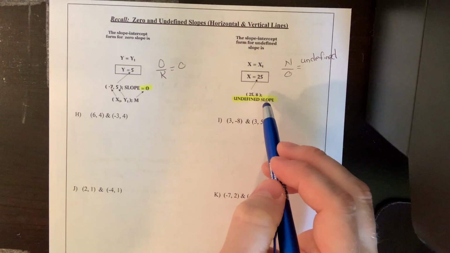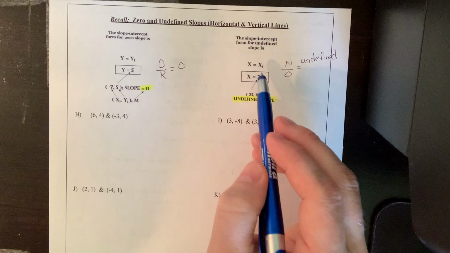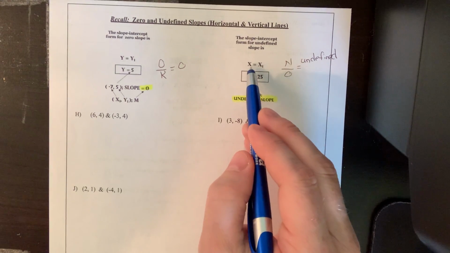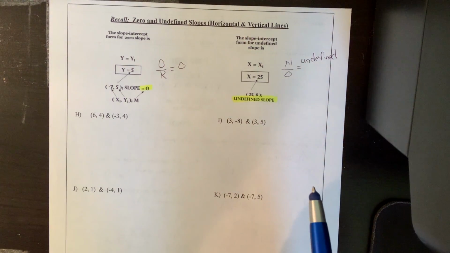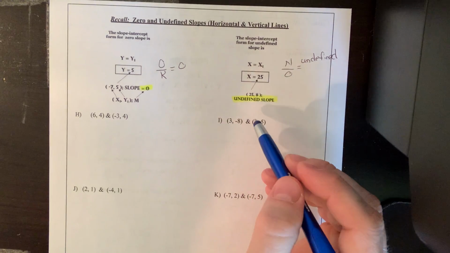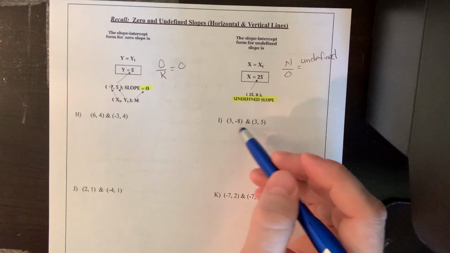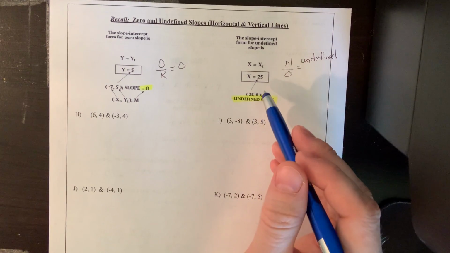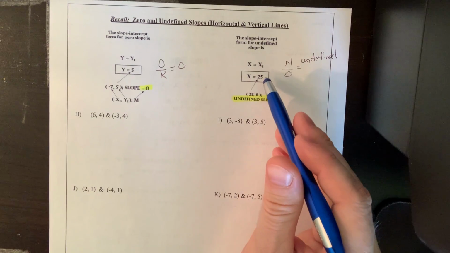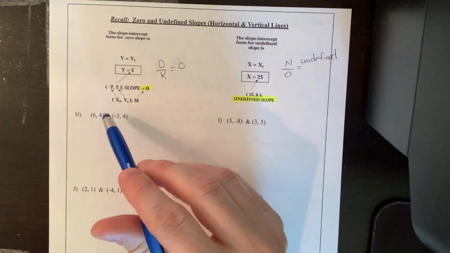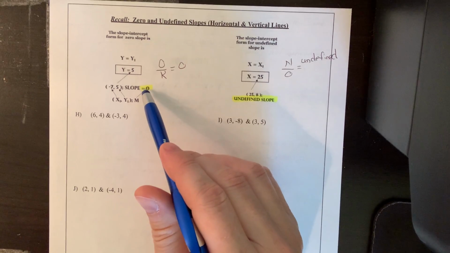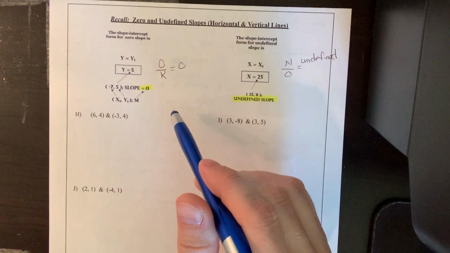0 on the bottom is undefined. If you're given an undefined slope, the equation is just simply x equals whatever the x coordinate is. You'll notice that the x coordinates will always be the same if you get an undefined slope. So it doesn't matter which one you pick, it's always going to be the same number. Same with the y coordinates. If you get a slope of 0, the y coordinates are always going to be the same.